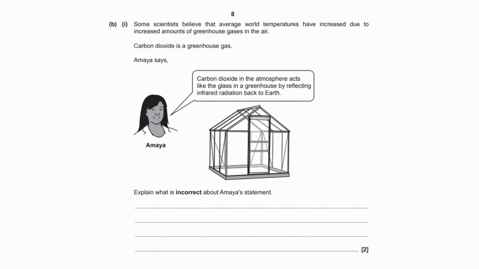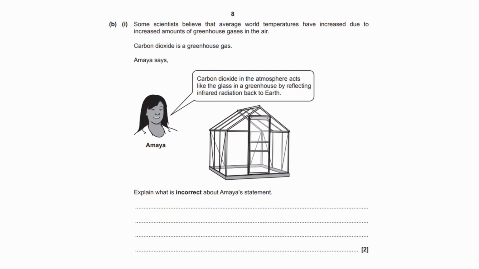Some scientists believe that average world temperatures have increased due to increased amounts of greenhouse gases in the air. Carbon dioxide is a greenhouse gas. Amaya says, carbon dioxide in the atmosphere acts like the glass in a greenhouse by reflecting infrared radiation back to Earth. Explain what is incorrect about Amaya's statement. So what is correct about her statement is that the way the greenhouse effect works is similar to the greenhouse where we grow crops. However, she's making 2 errors in her statement.